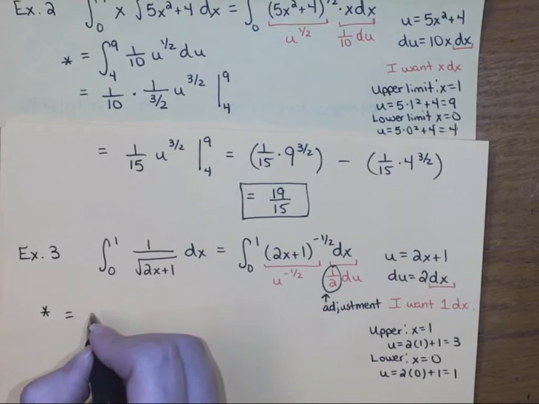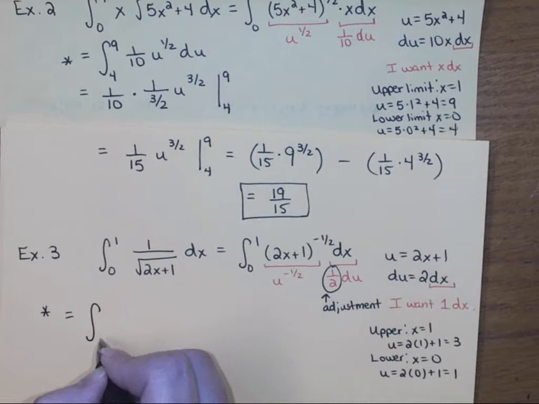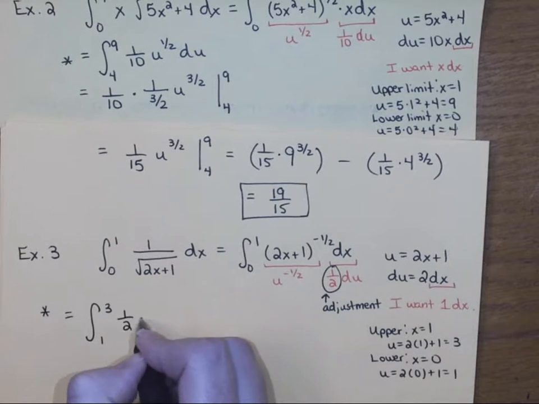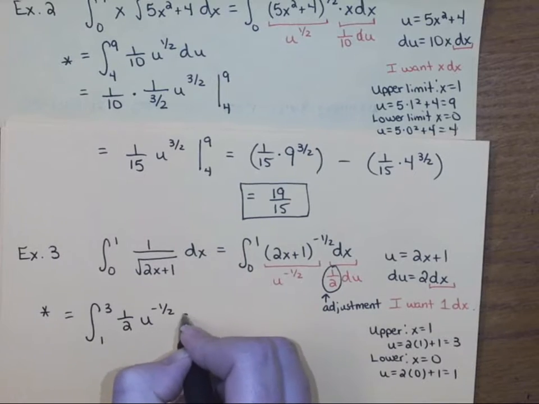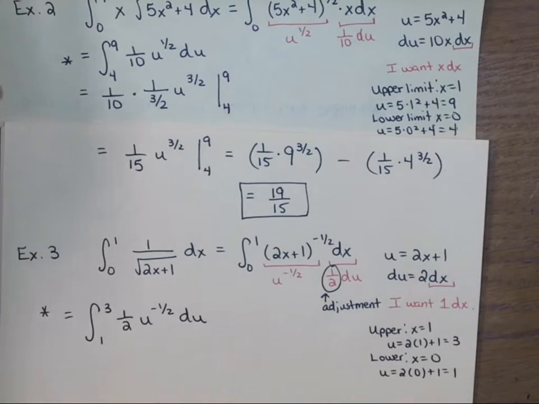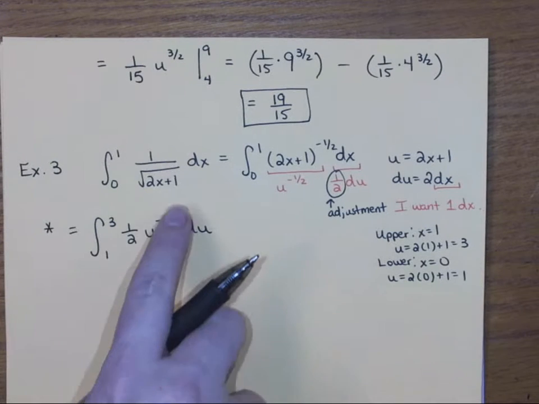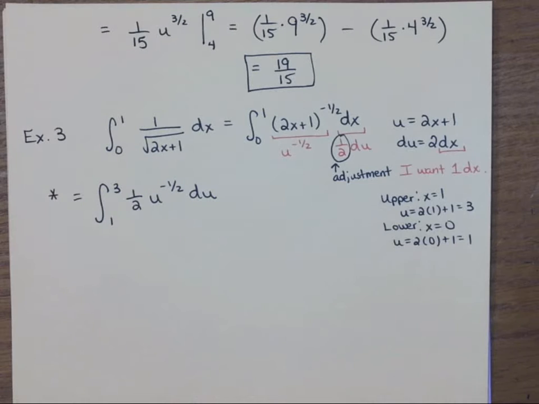So most important part of the whole problem, my new integral that is going to be easier to solve is the integral from 1 to 3. I got those from here, right? Now just read off what you have here: 1/2 u to the negative 1/2 du. So notice that has fractional and negative exponents, but it's still a lot simpler than what I started with.